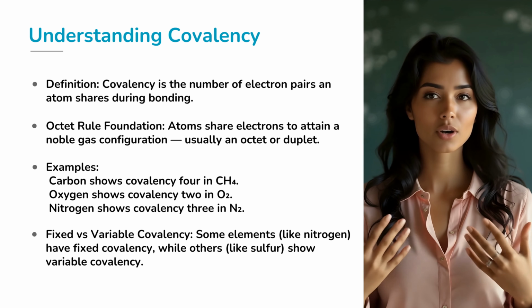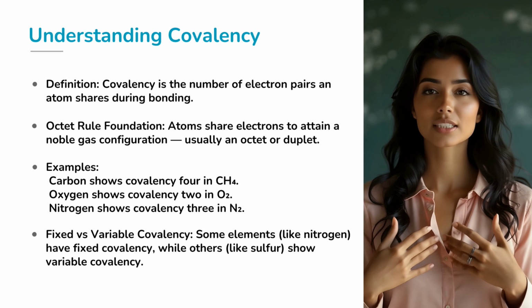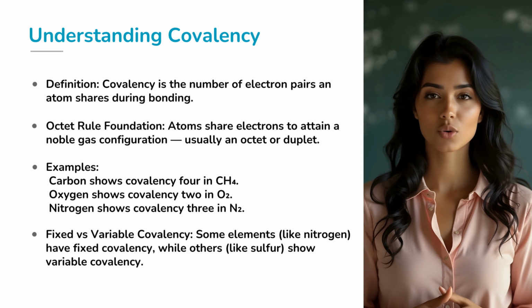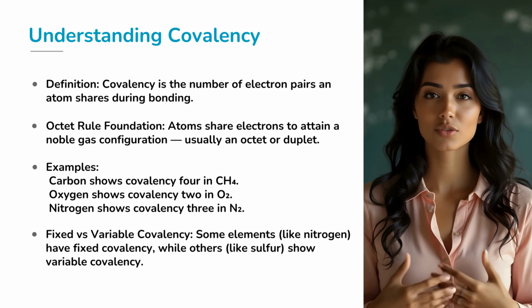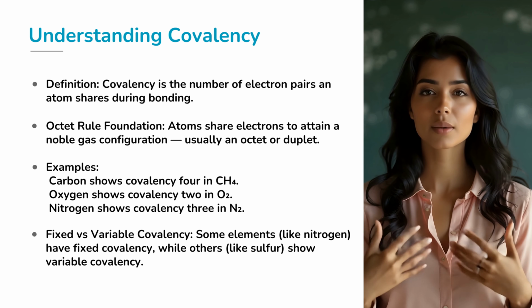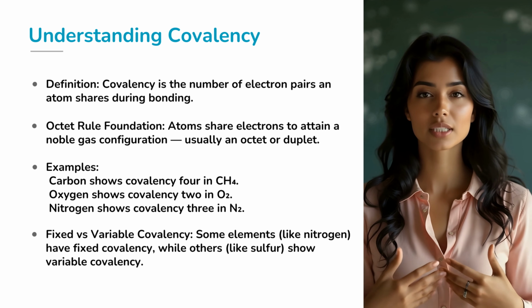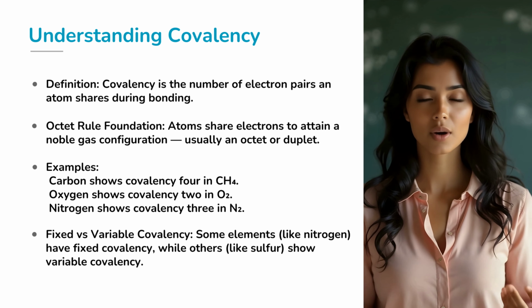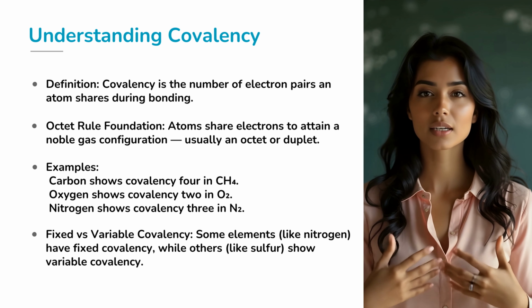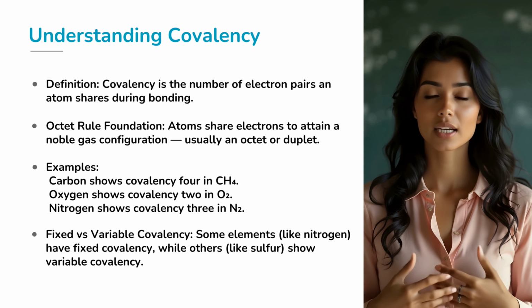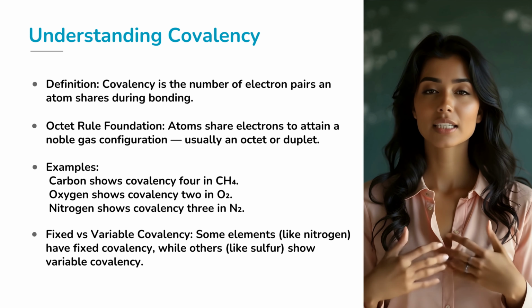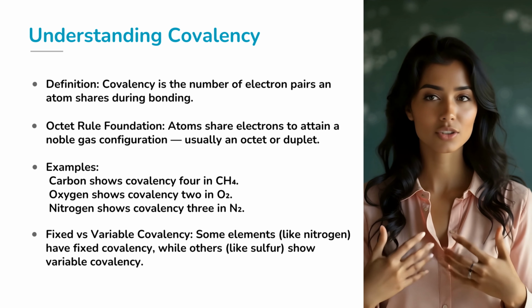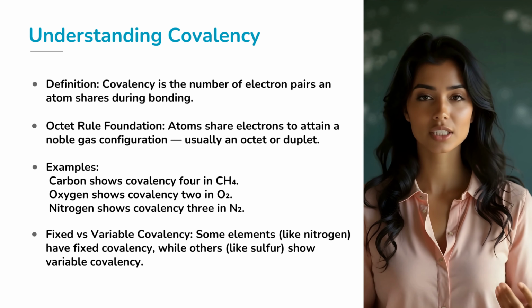It depends on the number of electrons the atom needs to complete its outer shell. Carbon has 4 valence electrons. It needs 4 more, so its covalency is 4. In CH4, methane, carbon shares 1 electron each with 4 hydrogens. Oxygen has 6 valence electrons, so it needs 2 more. That gives it a covalency of 2, like in O2 gas. Nitrogen has 5 valence electrons, it needs 3 more, so its covalency is 3, as seen in N2 or NH3.